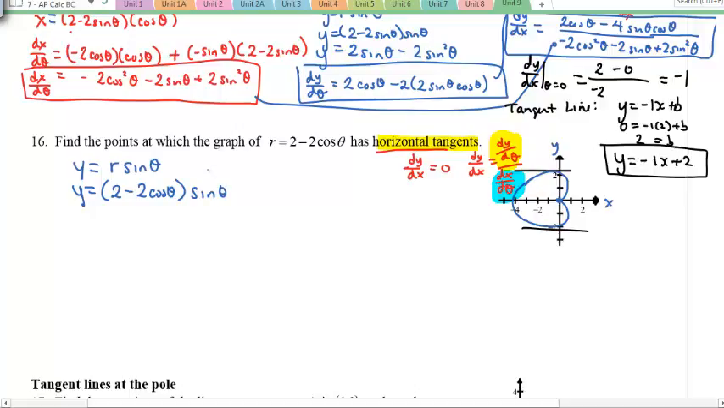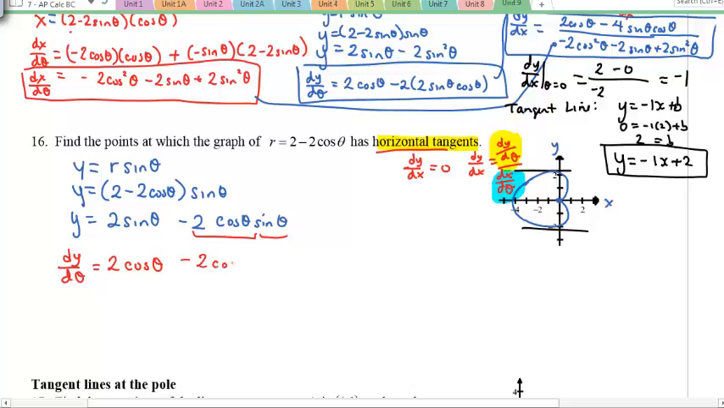Up to you how you want to do this, product rule or whatnot. I'll just expand this out. That's just how I want to do it today. It's up to you really which you prefer. It doesn't matter to me. But now you're ready to take the derivative with respect to theta. The derivative of 2 sine theta is just 2 cos theta. And over here, hello product rule. It's up to you how you want to do this. Just go ahead and do it.